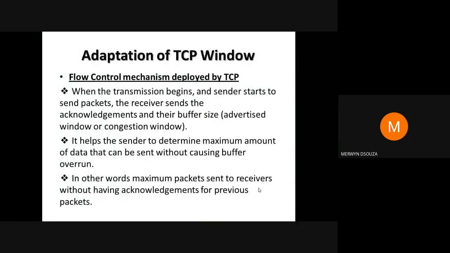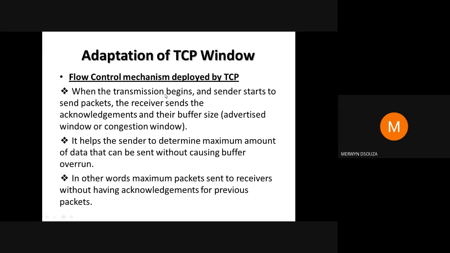So I will teach you one method, just one method for flow control. There are a lot of methods. The method that we are going to discuss for flow control that is deployed by TCP is known as the sliding window protocol, and we will try to discuss how it works.